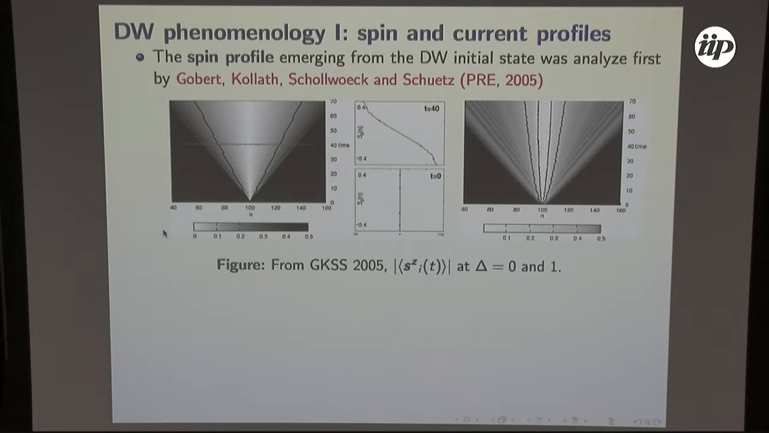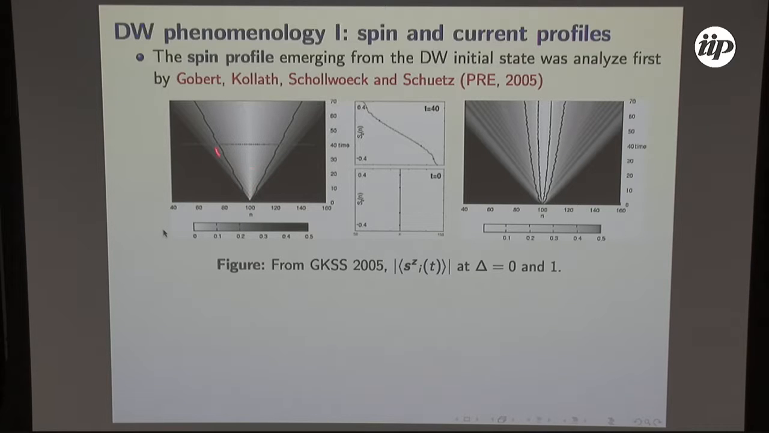Exactly the same setup. So here you see a magnetization profile. Actually, it's the modulus of the magnetization, the modulus of S^z. And this is plotted in a space-time diagram. So here you have x, or n, the number of sites, and here you have t, time. Okay? So time is the DMRG one. So you see that there is this cone.